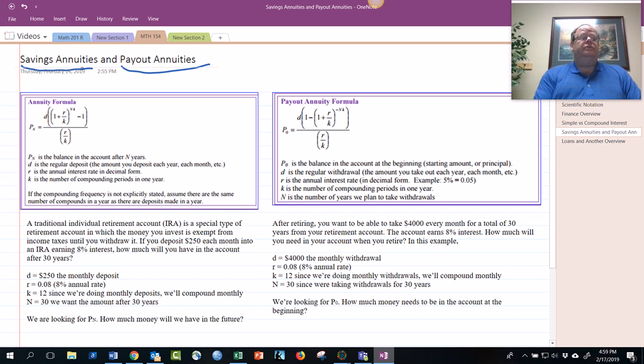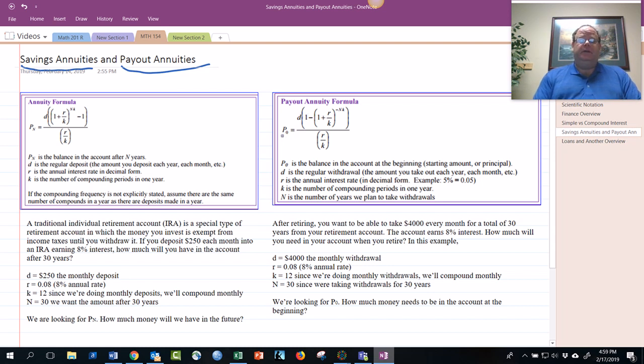Okay, so savings annuities are often just called annuities, which is why the formula over here just says annuity formula. All right, payout annuities is the payout annuity formula. The difference is savings or regular annuities is about you putting money in on a regular basis, like every month or every year, something like that, saving it up. The payout annuity, what's happening is money is being taken out on a regular basis. Again, every month, every year, something like that.